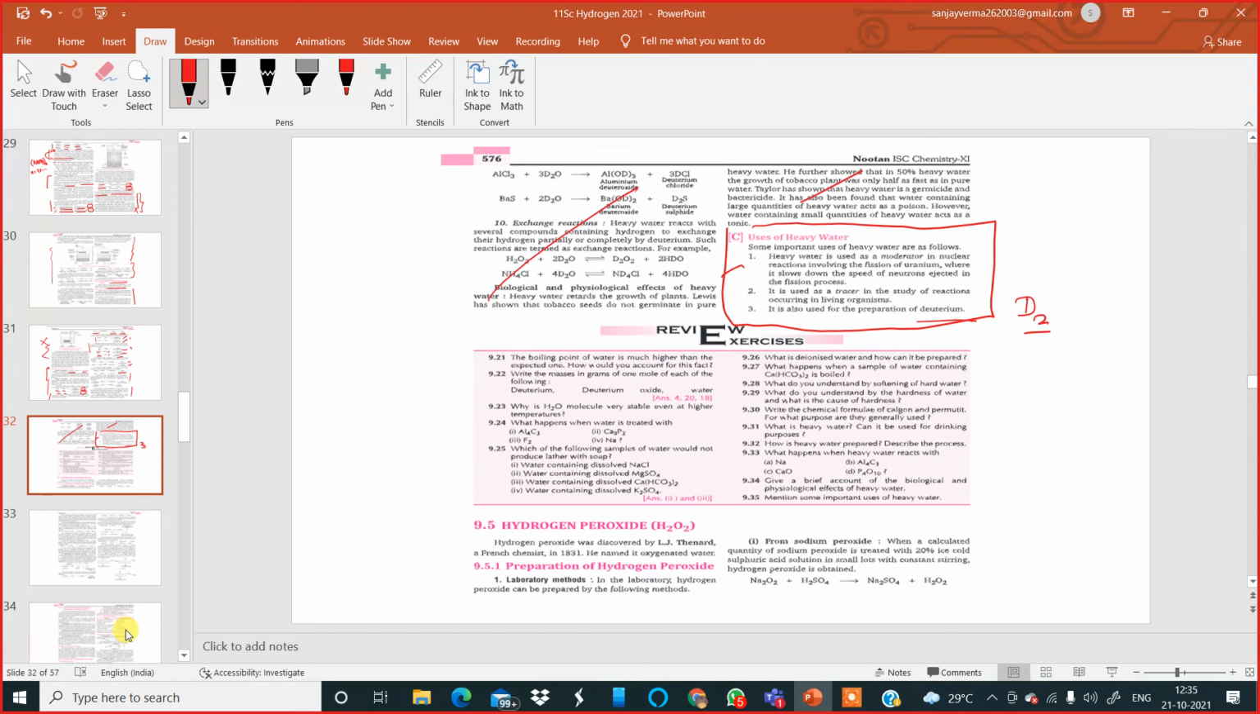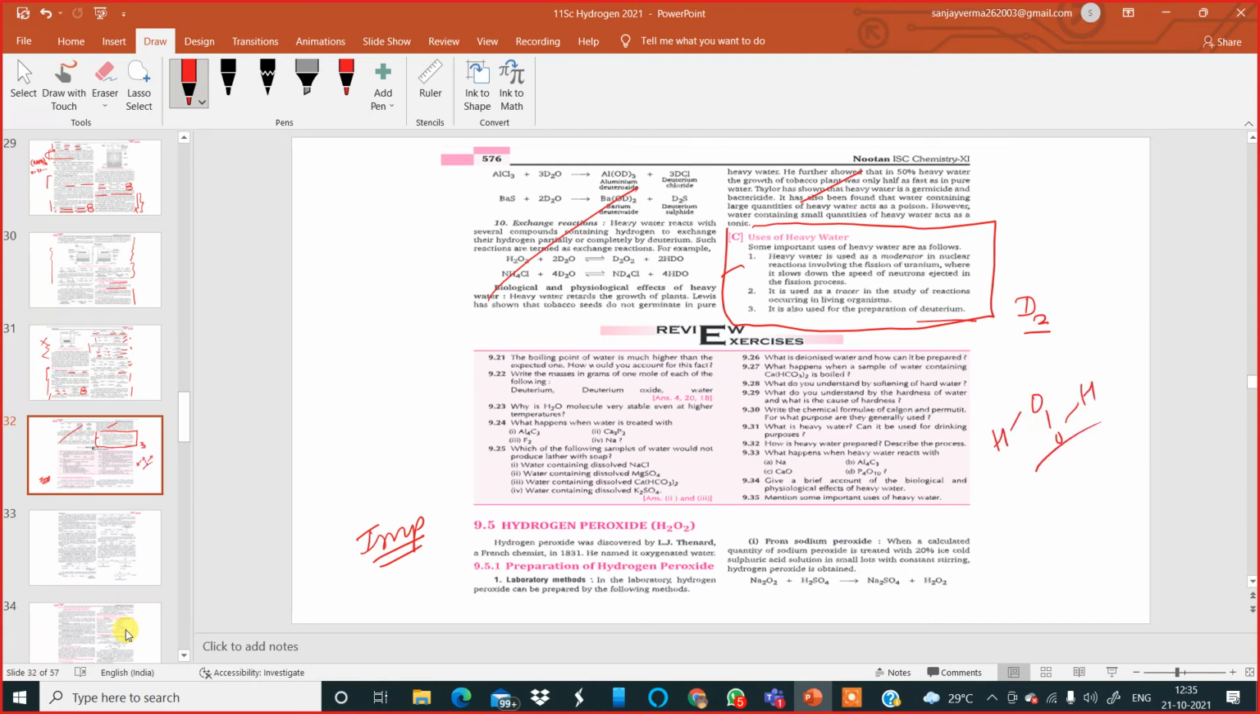Now the next thing we are supposed to do, according to the syllabus, is hydrogen peroxide, which is the most important part of this chapter, because plenty of chemical reactions have been directly asked from this part. They will ask you to write down the chemical equation for the preparation of hydrogen peroxide from sodium peroxide in the laboratory. Here, hydrogen peroxide has the formula H2O2: 2 hydrogen, 2 oxygen.